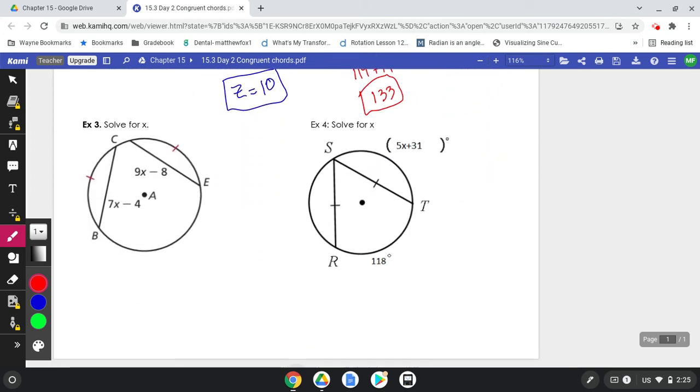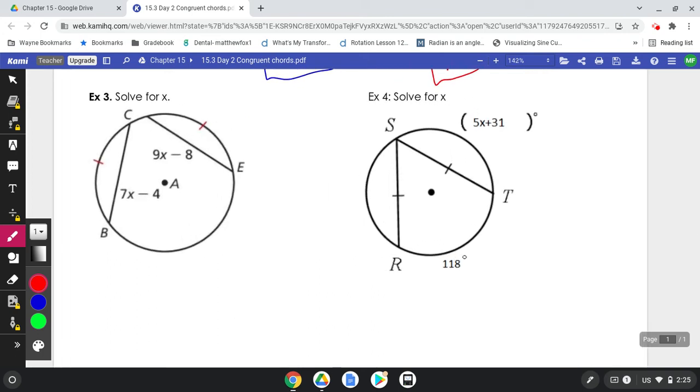Number 3, again, very similar. Number 4 is a little trickier, so stay and watch till the end. But number 3, once again, just 9x minus 8 is equal to 7x minus 4, minus the 7x. Add the 8. We get 2x equals 4. Divide by 2, and we get x equals 2.